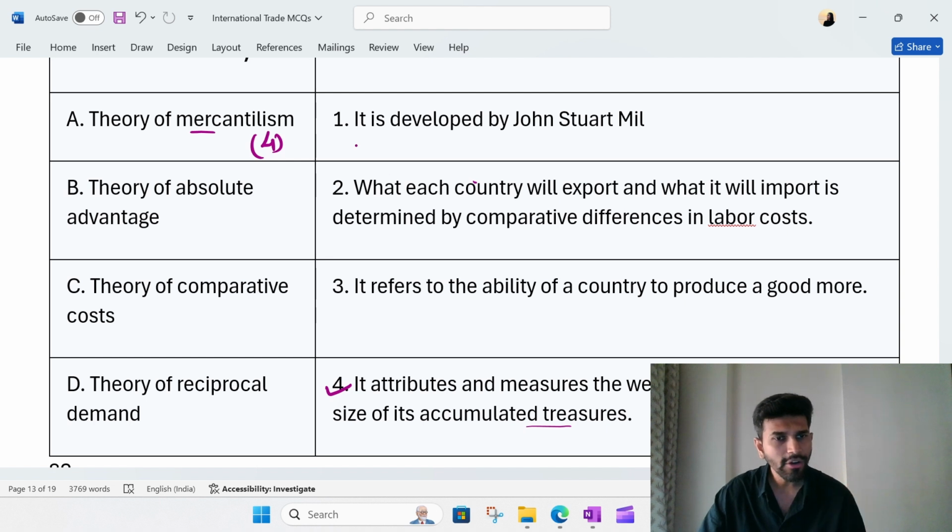Next, theory of absolute advantage. It refers to the ability of a country to produce a good more efficiently. Correct answer is 3. The theory of comparative cost: what each country will export and what it will import is determined by comparative difference in labor cost. Point number 2 is the correct answer. And D, theory of reciprocal demand. Reciprocal demand theory was given by John Mill. So correct answer is 1. 4, 3, 2, 1 is the correct sequence.